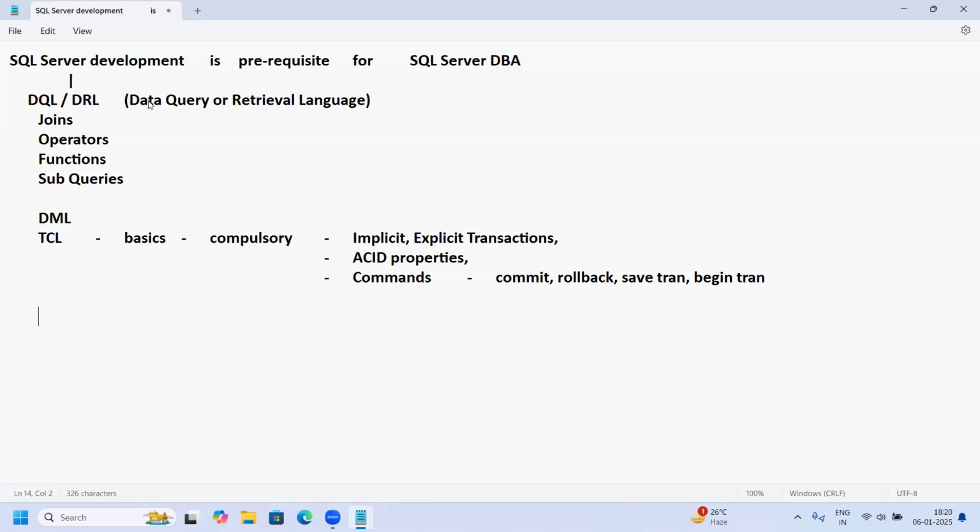Plus, obviously you should know DDL, data definition language. DQL is data query or retrieval. DML is data manipulation language. TCL is transaction control language. DDL is data definition language.